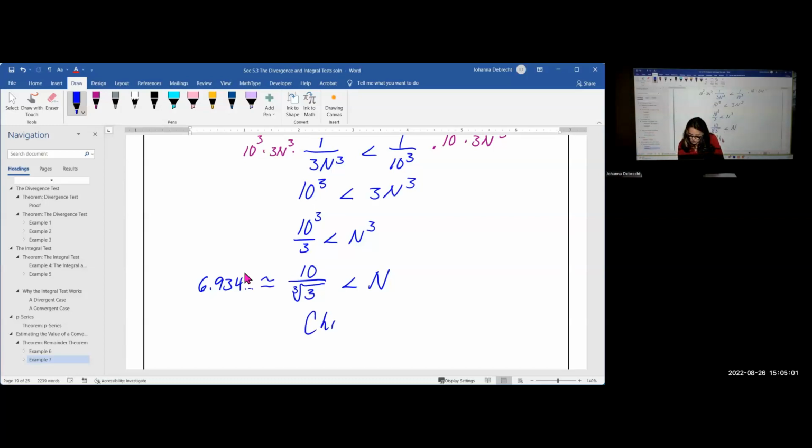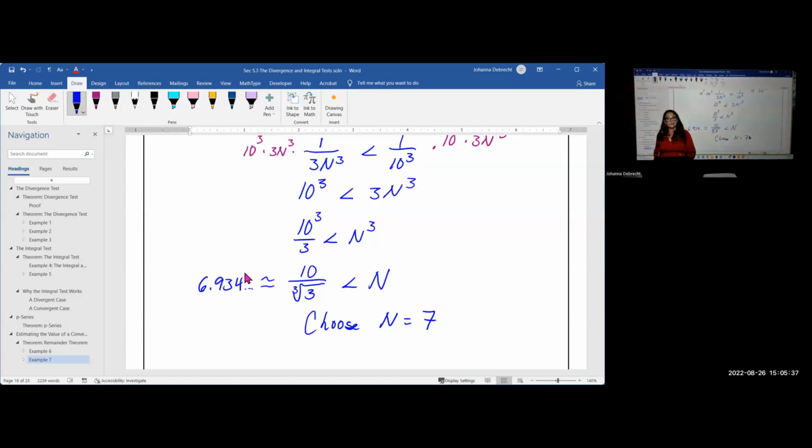Now, could I choose N equal 8? Yes, you could. If you choose N equal 8, it will definitely be less than 10 to the negative 3. In fact, it's probably less than that. But the smallest possible N value that guarantees it is 7. So if I want the error to be less than 10 to the negative 3, I can approximate the infinite series with the sum of the first 7 terms, and then the error on the remainder will be less than 10 to the negative 3.